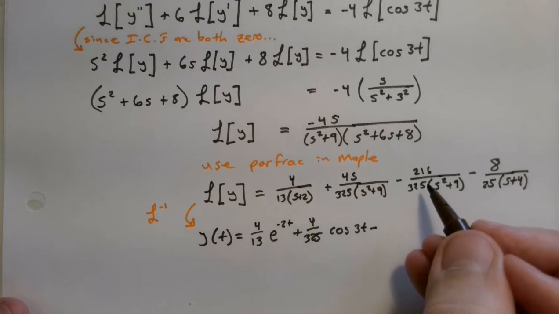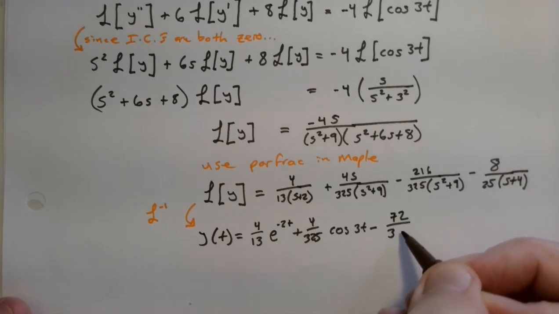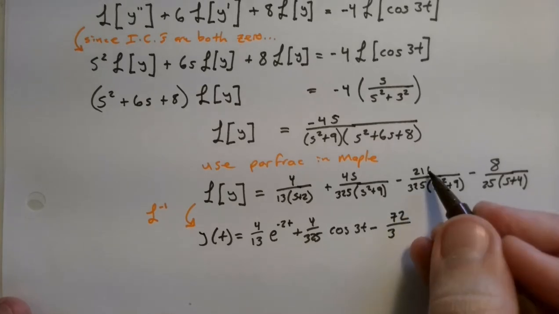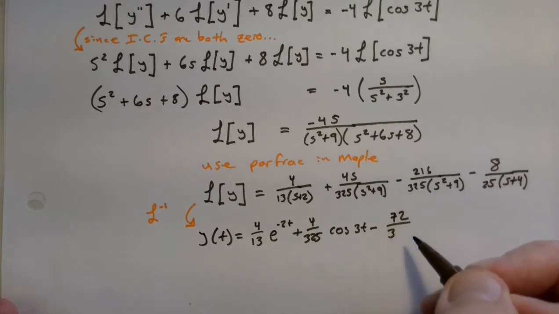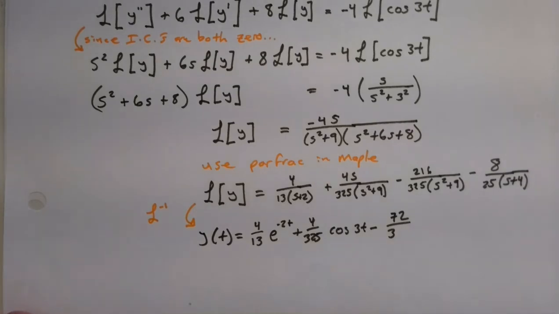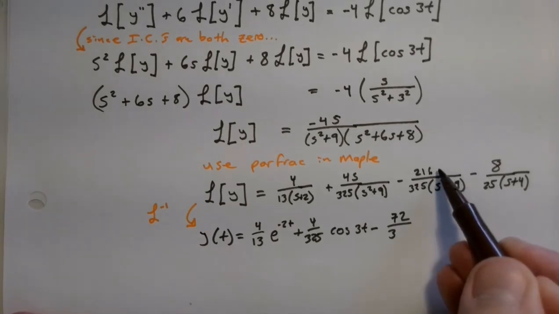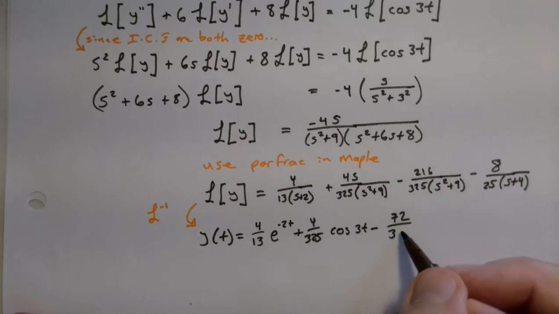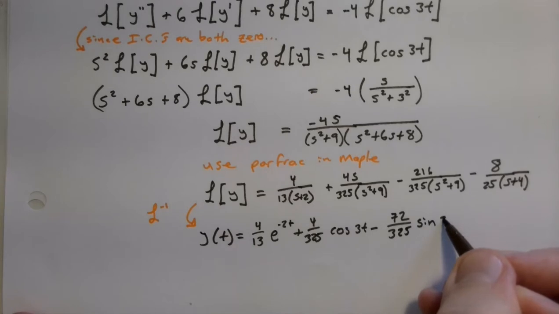72 over 325 is going to turn into, does it simplify? No, I guess not. 72 over 325. Is it 72 over 3? Yeah, divide that by 3. Yeah, 72 over 3, not over 325. What am I doing? Hold on, I got to think about this. I think I see the problem. It's because there's a 3. There's going to be a 3 on top. Yeah, so this will be 72 over 325 times sine of 3t.